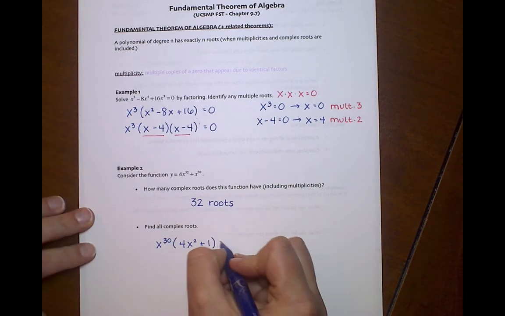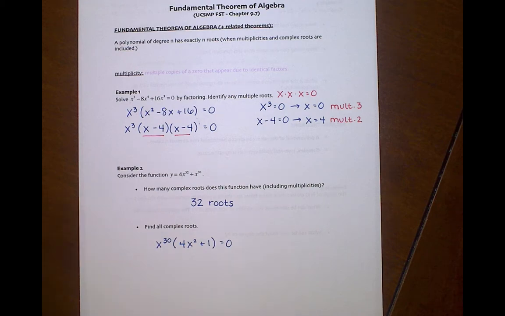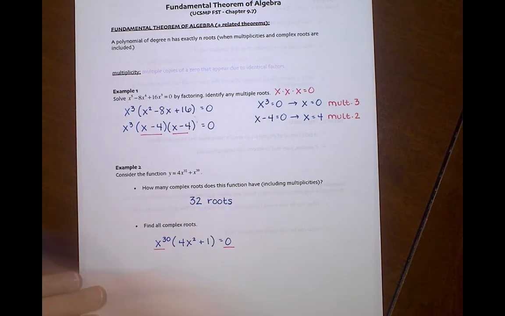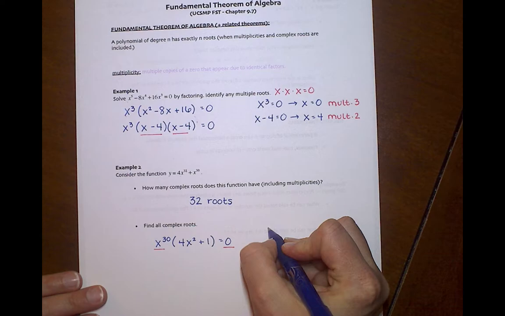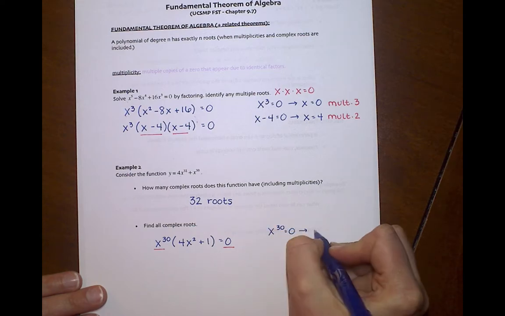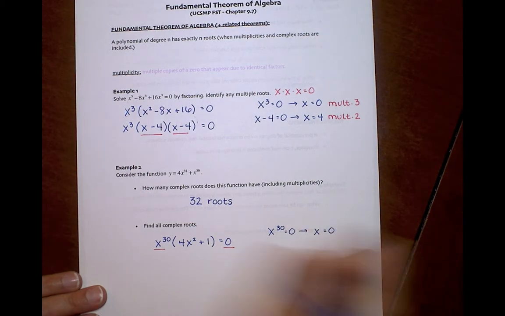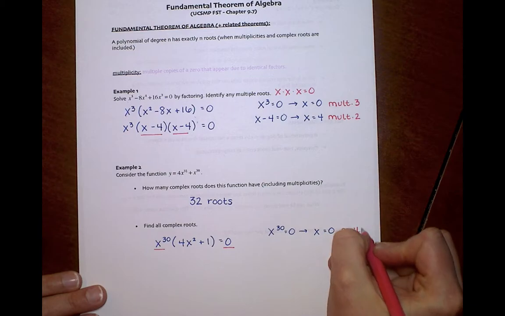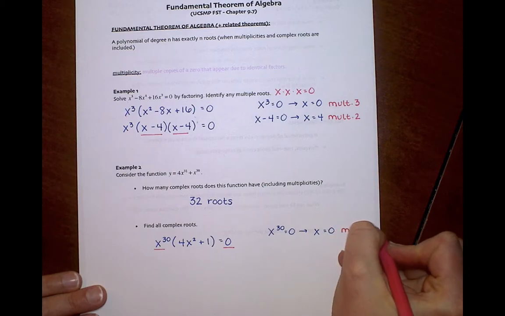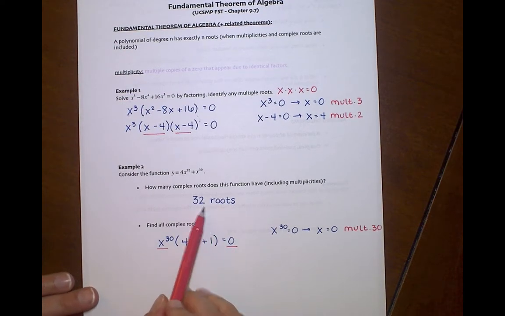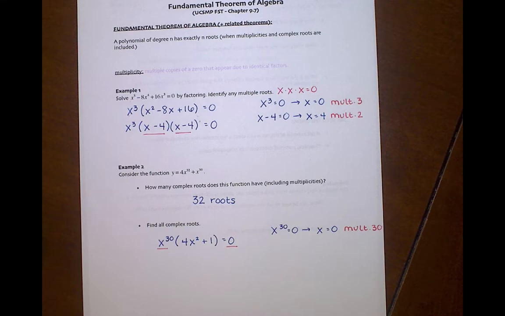Okay, and if I'm trying to find roots, really what I'm doing is setting this thing equal to 0. So think about this right here. If I have x to the 30th equals 0, then that gives me one of my roots already. So let me just write this down. x to the 30th equals 0 means that x equals 0 is a root with a multiplicity of 30. I have 30 copies of that root. Which means I just accounted for 30 of my 32 roots. So this isn't nearly as cumbersome as we thought it would be.